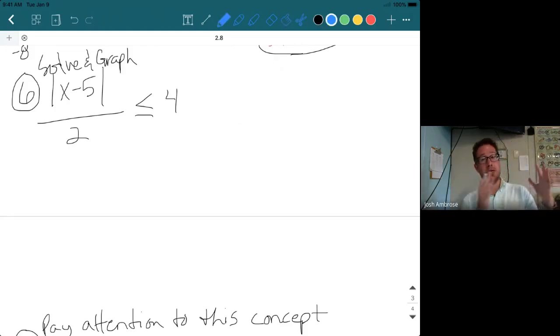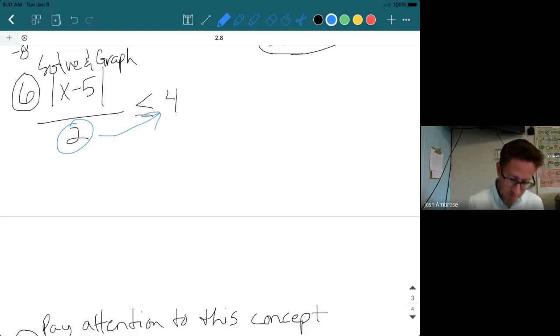Now, in the last problem, we had one step we had to take before we could fully proceed. Same thing here. You got this guy that needs to be multiplied right there by the 4. You got to get rid of whatever is not in the absolute value. Do that first. So how do you do that? Multiply by 2. So you're going to now have absolute value x minus 5 is less than or equal to 8. Okay, so that's the first thing.